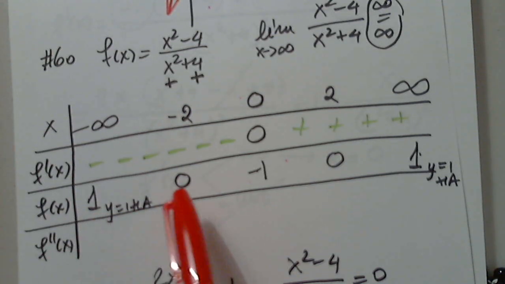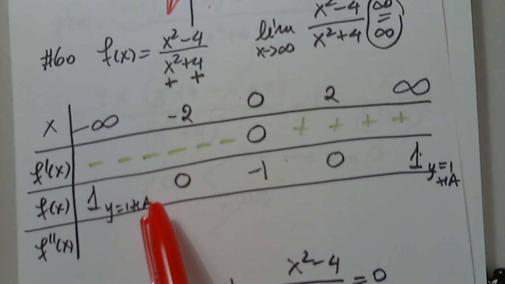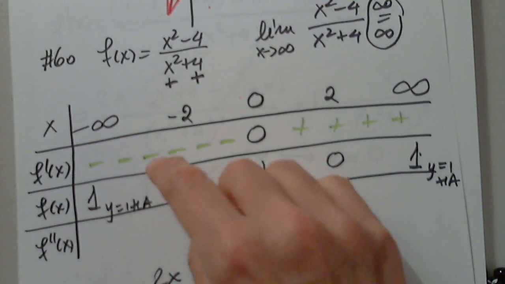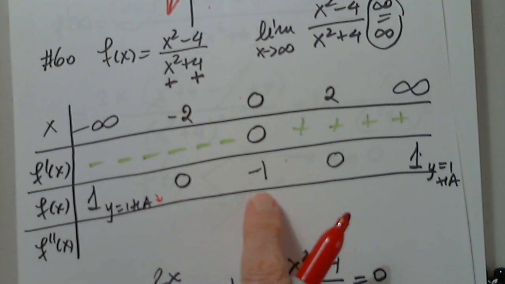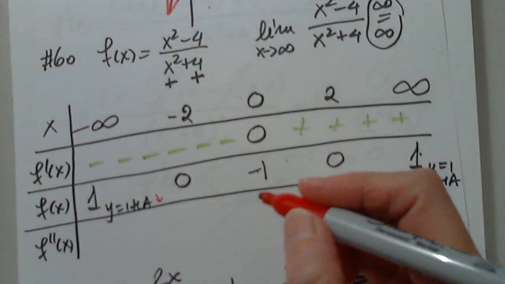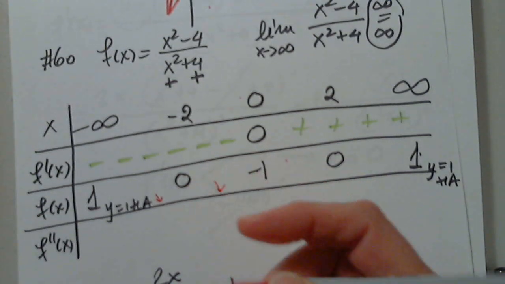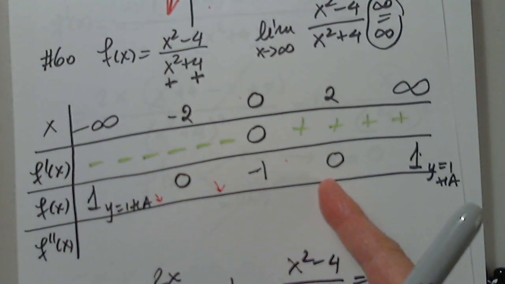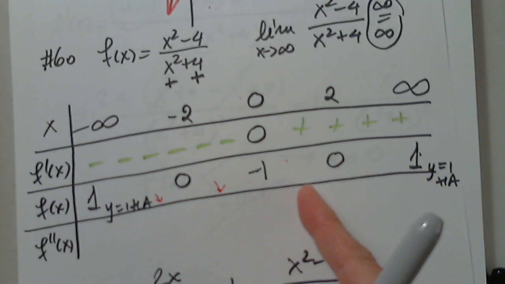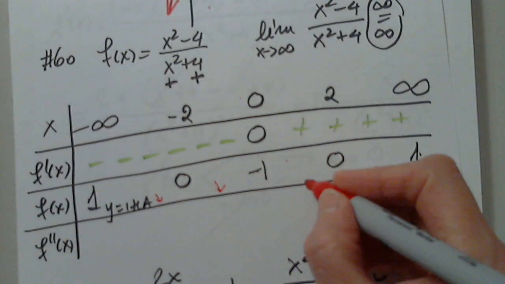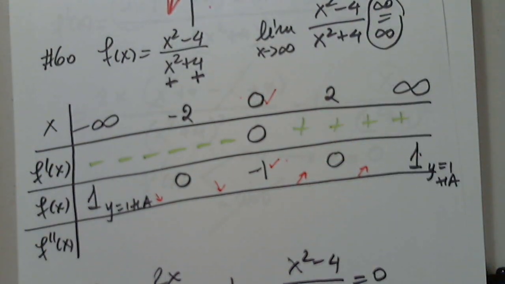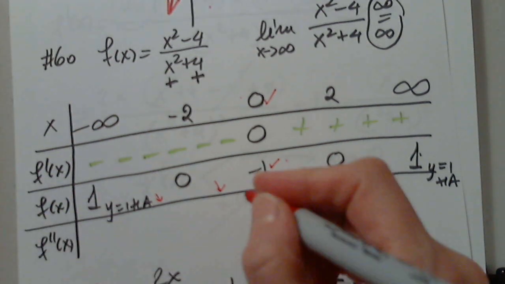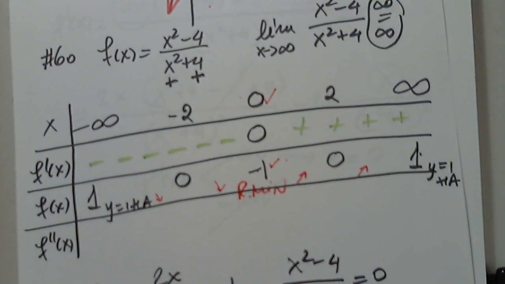From 1 to 0, what does the function do? Decrease. Yes. Is that supported by the sign of the derivative? Yes. From 0 to negative 1, what does the function do? Decrease. Yes. Is that supported? Yes. From negative 1 to 0, and then from 0 to 1, what does the function do? Increase. Is that supported? Yes. What type of point is (0, negative 1)? It's a minimum. Yes. Awesome.